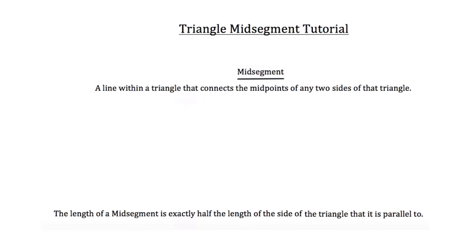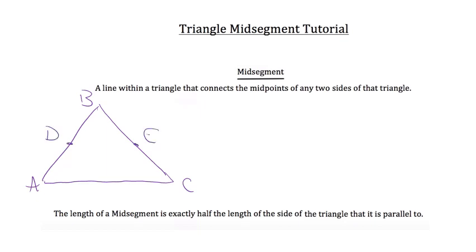So what we're talking about here is we're going to draw a little triangle. We're going to label it triangle A, B, C. And the midsegment, we'll call DE, is the line that connects any two sides. So what that means is that it's going to cut it right in half. So it's going to make DB equal to DA and BE equal to EC.